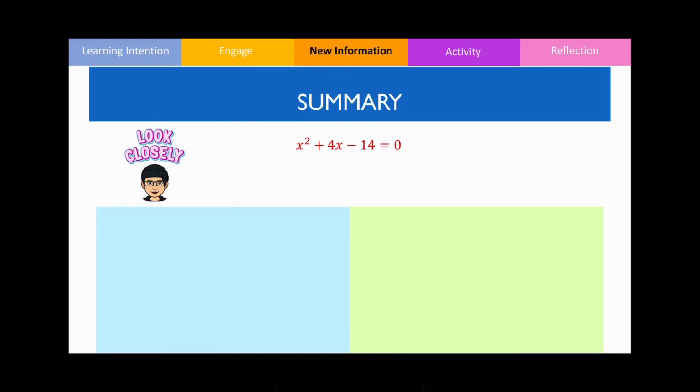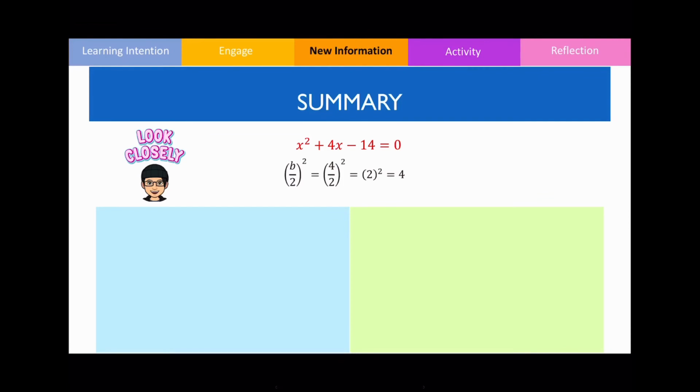The similarity between these two methods is that you're still going to be introducing a new term. You're going to be introducing b over 2 whole squared, okay? So in this case, b is equal to 4, so 4 divided by 2 is equal to 2, 2 whole squared is equal to 4. So in both of these methods, I'm still going to be introducing this term.